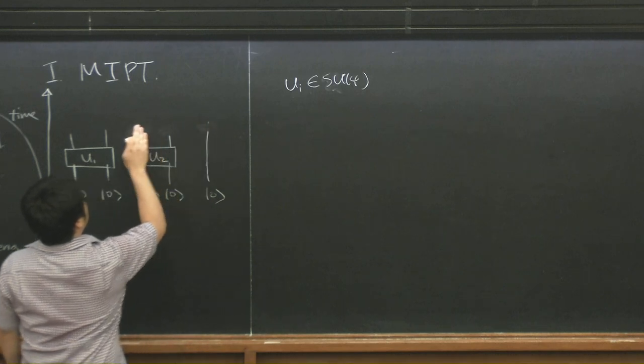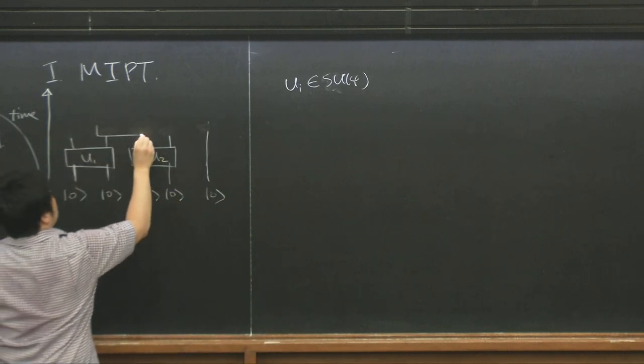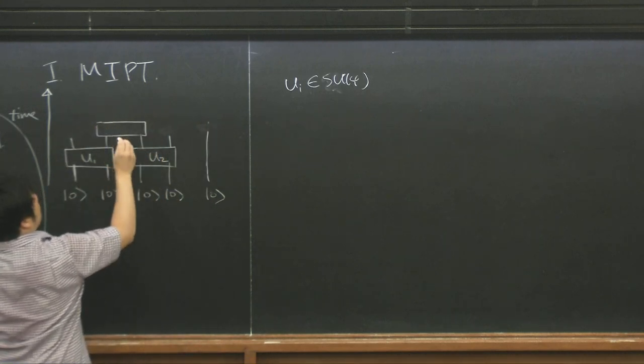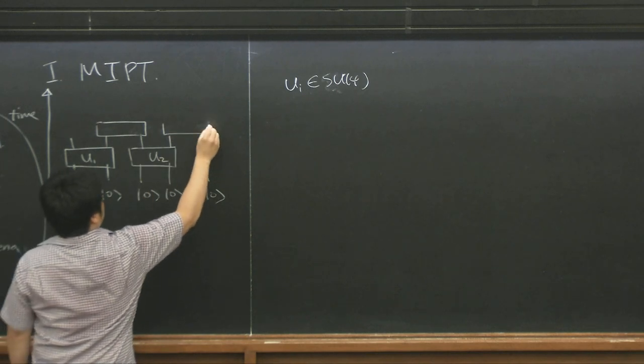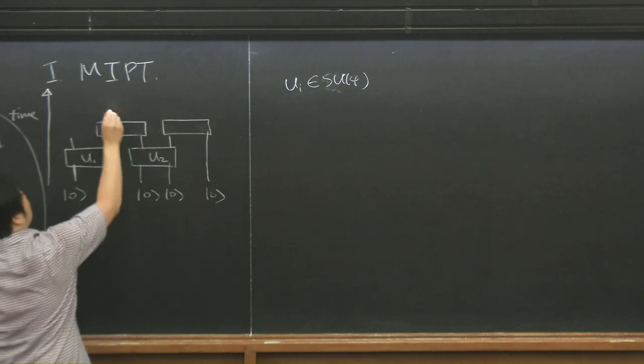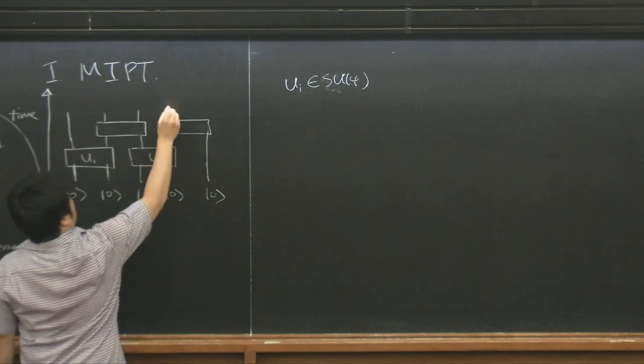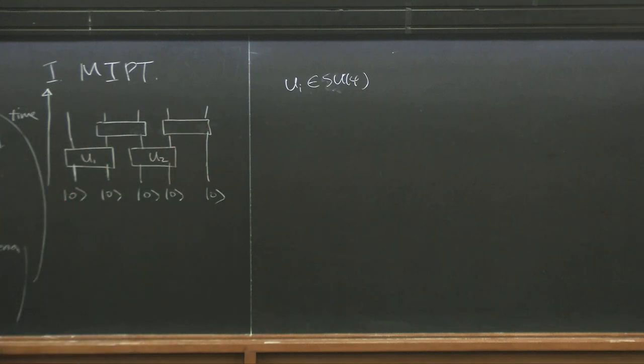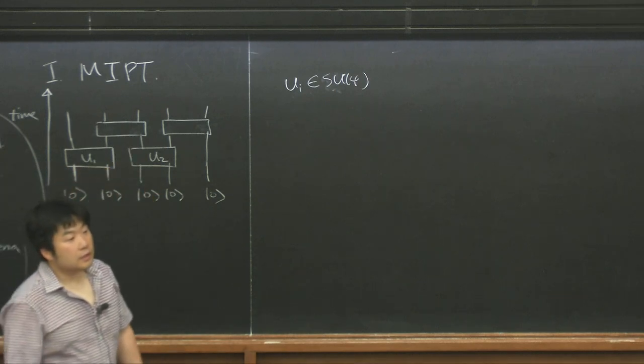And then we'll apply another layer of unitary. Now, let's actually work on these two and these two. So after applying this unitary, all qubits are feeling each other because they can be entangled through this unitary. Yes, question?